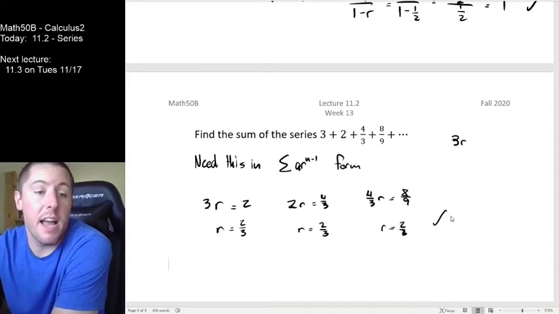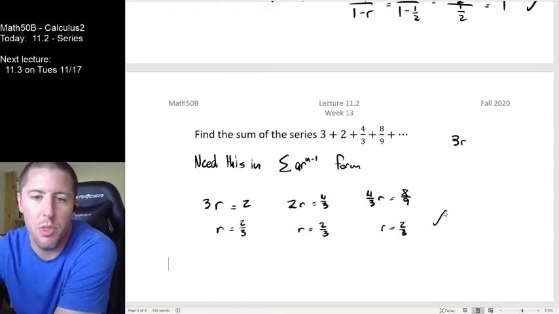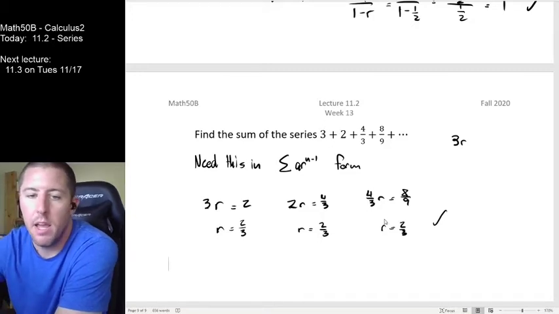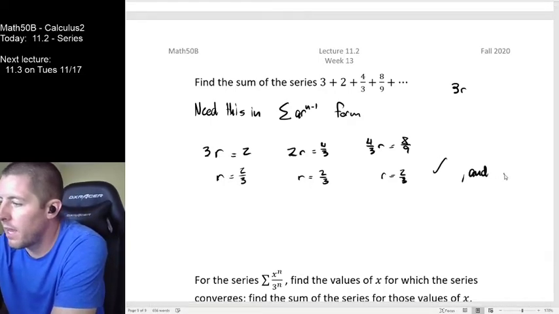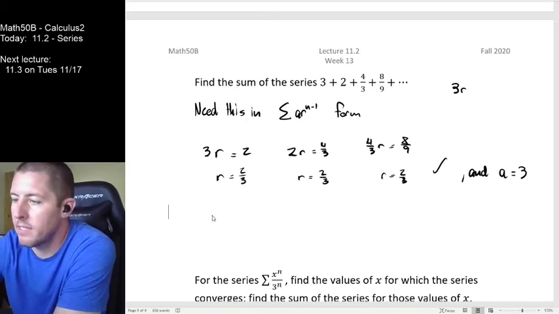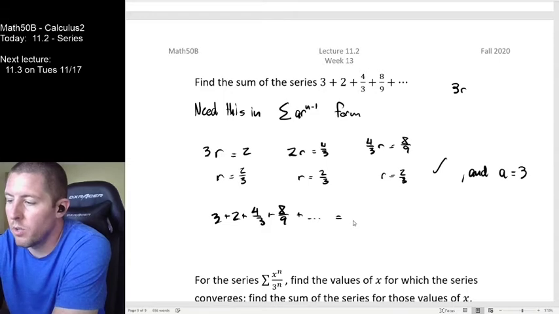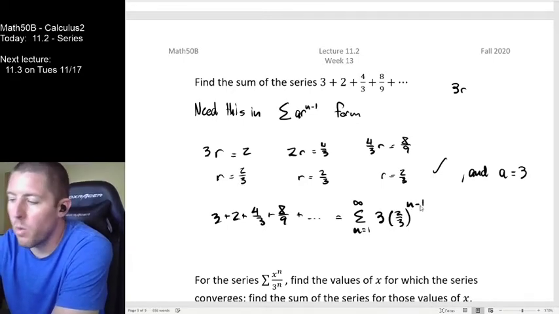So I confirmed that it's a geometric series by seeing that there is exactly a common ratio of 2/3 between all of the terms, and it also looks like we started at the number 3, and therefore a equals 3. That's always our initial value right there. And so it seems like this series, 3 plus 2 plus 4 thirds plus 8 ninths, an infinite series, is equal to the sum from n equals 1 to infinity of 3 times 2 thirds to the n minus 1.